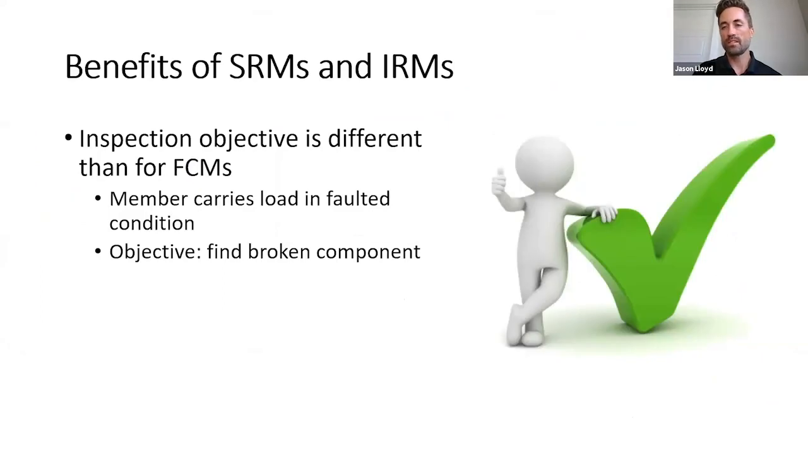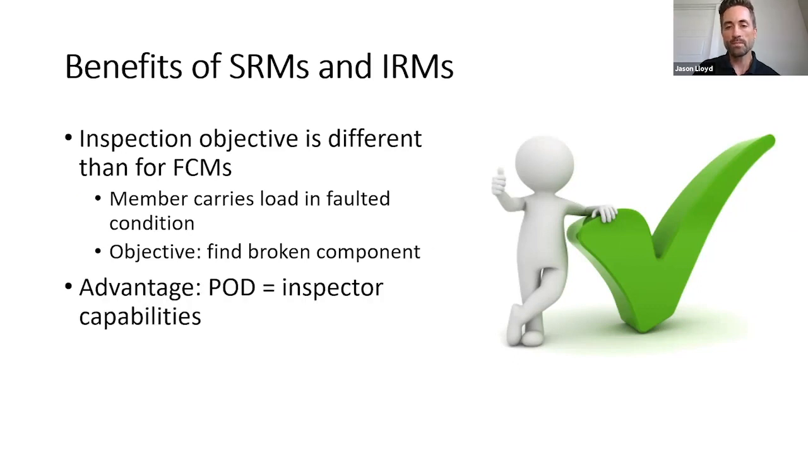There are a number of benefits that come with taking advantage of redundancy through SRMs and IRMs. First of all, the inspection objective is much different. They're not the same as they are for FCMs, or fracture critical members. We know that the member or other members in the system will carry load in the faulted condition. So we're no longer looking for those tiny fatigue cracks, but instead we're looking for a broken component. This means that the probability of detection, or POD, increases significantly and better aligns with the data we have for visual inspection probability of detection in steel bridges.